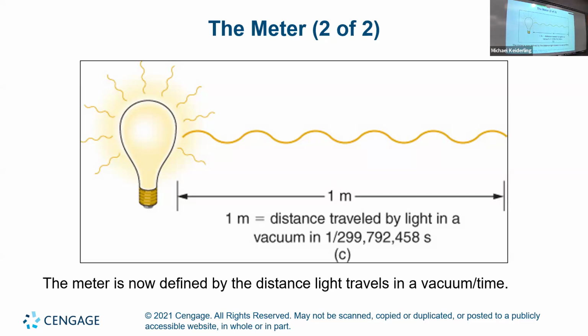So the speed of light is exactly 299,792,458 meters per second. So that in 1 second, light will travel 299,792,458 meters, or more accurately, 1 meter is the distance traveled in 1 over that number.